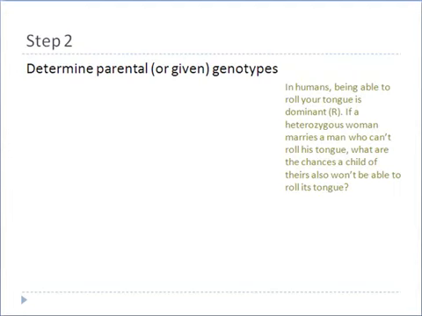Now, step 2, I'm going to figure out what the parental genotypes, or whatever genotypes I've been given in the problem, are. This says I have a heterozygous woman. If she's heterozygous for tongue rolling, that means she has one copy of the dominant allele and one copy of the recessive allele. That's the woman. She marries a man, it says here, who cannot roll his tongue. If he cannot roll his tongue, that means he does not have the dominant allele at all, so he must be homozygous recessive. Okay, that was step 2, pretty easy.